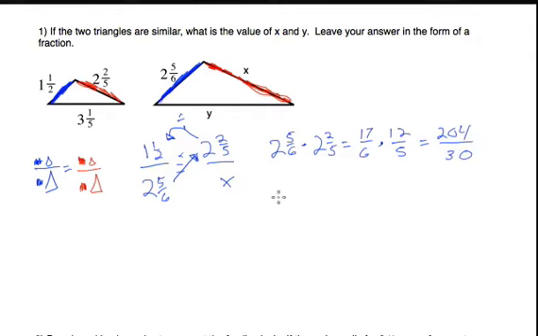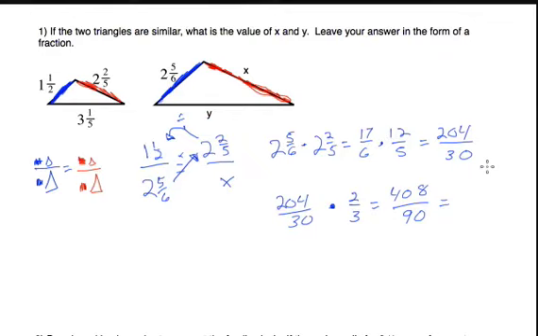Now we have to take 204 over 30 and divide that by 1 1/2, which we're going to turn into an improper fraction. 2 times 1 is 2, plus 1 is 3. That's 3/2. When we're dealing with fractions, every division problem is really just a multiplication problem in disguise. So we take the reciprocal of 3 over 2, which is 2 over 3. 204 times 2 is 408, and 30 times 3 is 90. And there's our answer.